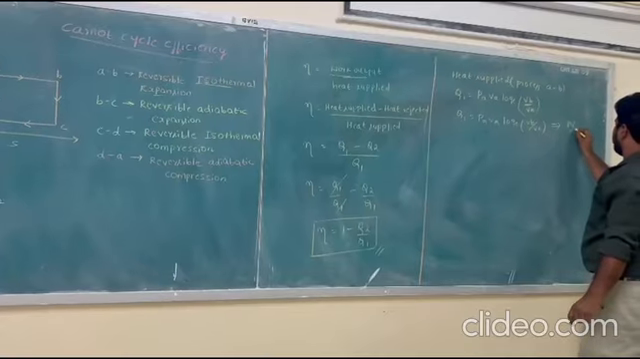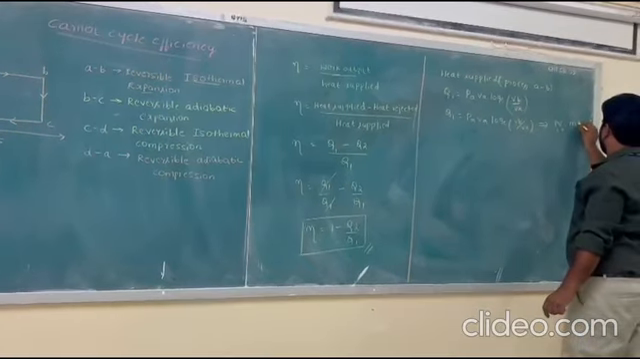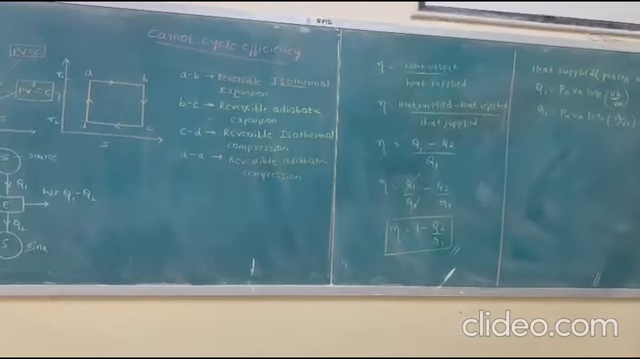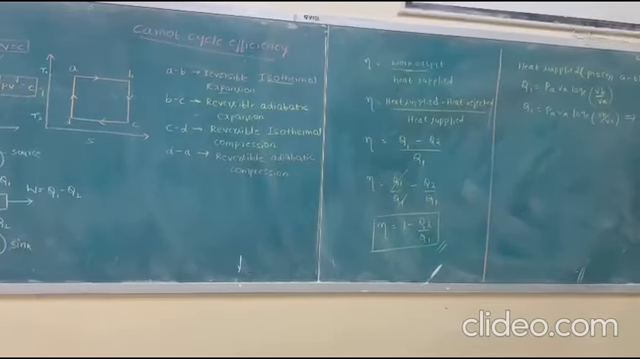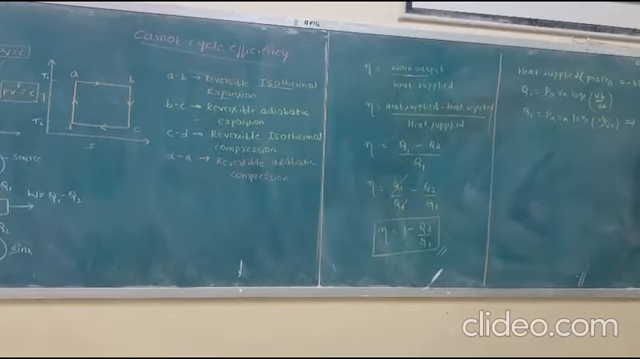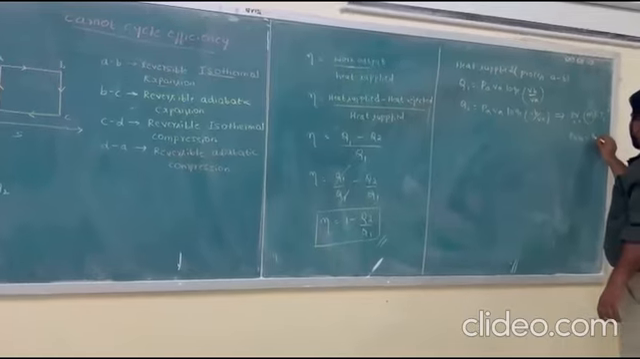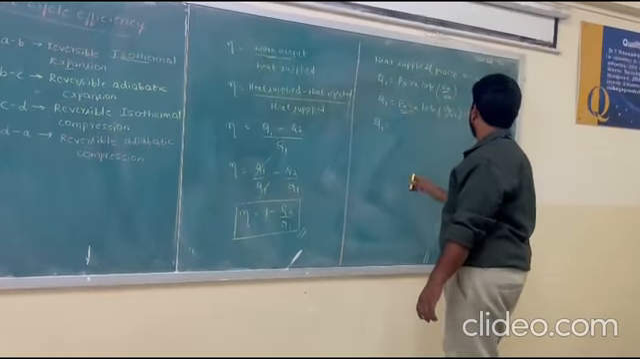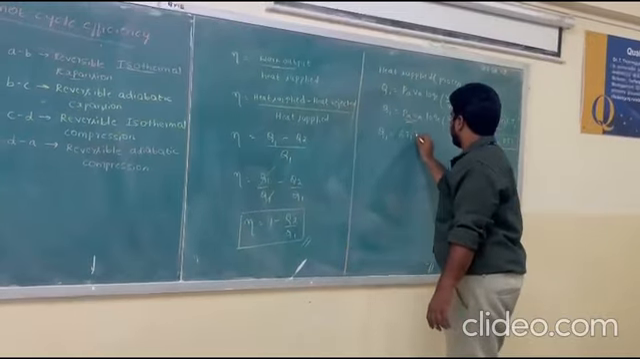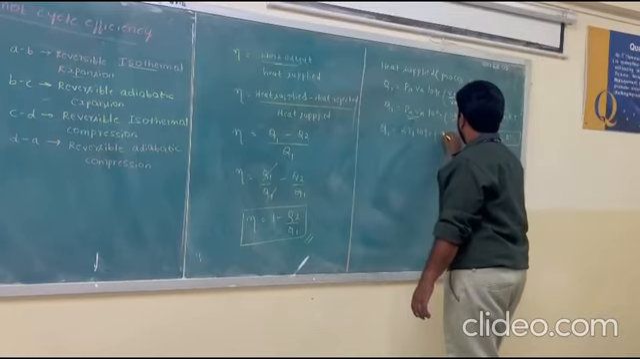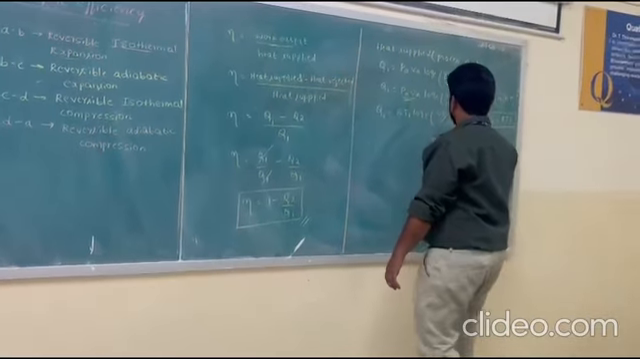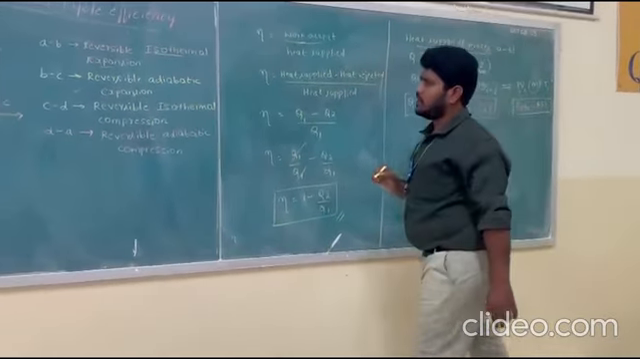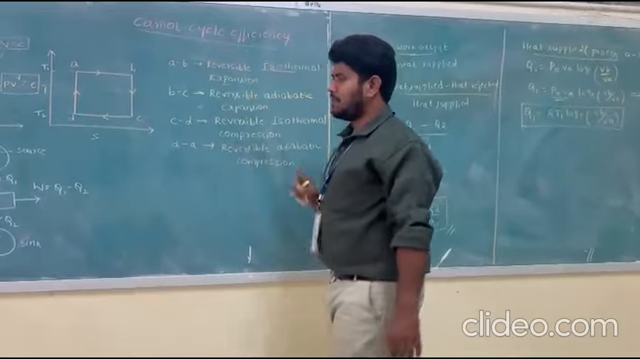We can take PV equal to mRT, because you can see that A to B is at T1. As we are considering unit mass, m is taken as 1. So PA VA can be written as RT1. I substitute this in place of PA VA, so Q1 equals RT1 log of VB by VA. This is the heat supply formula, where the heat is supplied during the reversible isothermal expansion.